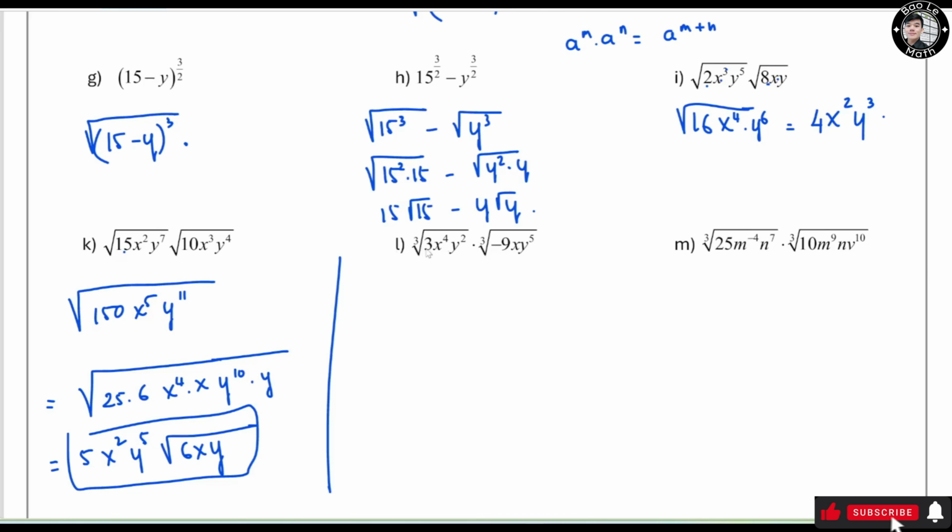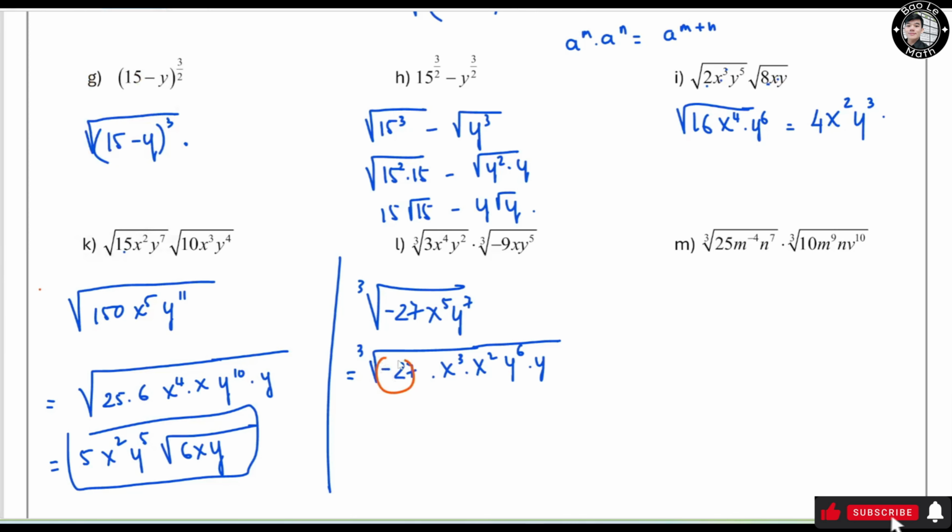Now question L, we're going to combine these two guys. So it's going to be the cube root of 3 times negative 9, negative 27. S to the 4 times s is going to be s to the 5th. Y squared times y to the 5th is going to be y to the 7, right? So this guy can be separated. It's going to be the cube root of negative 27 times s cubed times s squared, right? And y to the 7 can be written as y to the 6 times y, right?